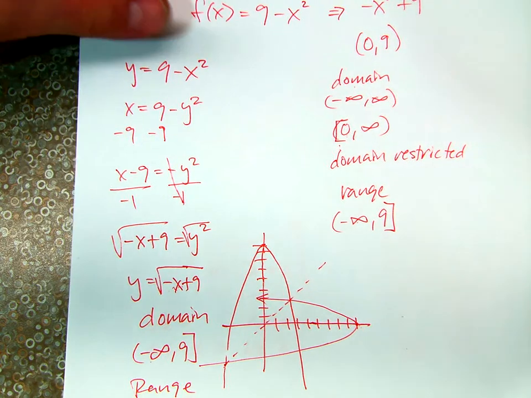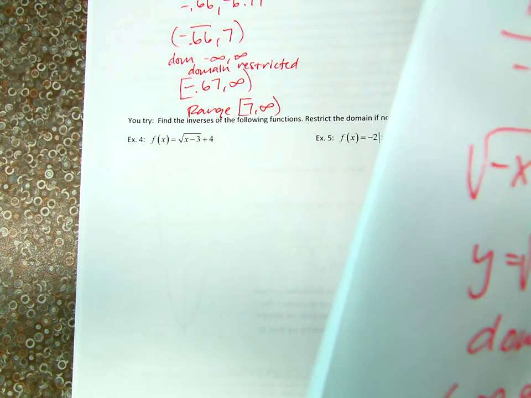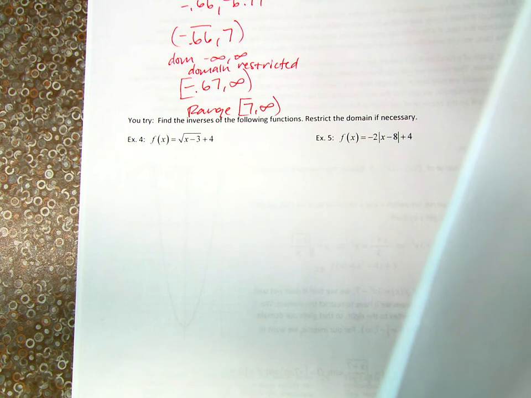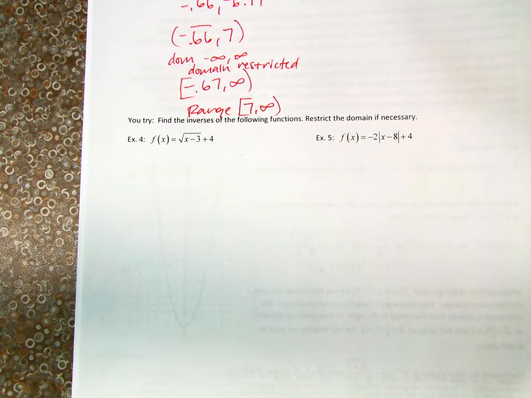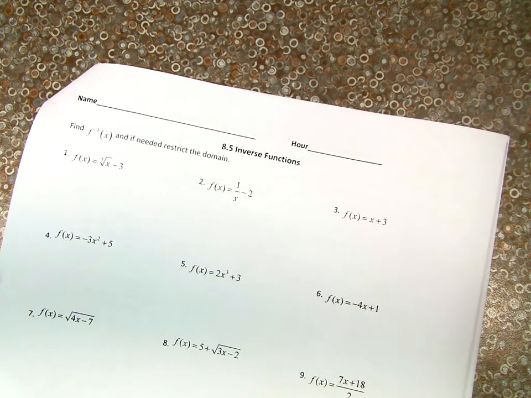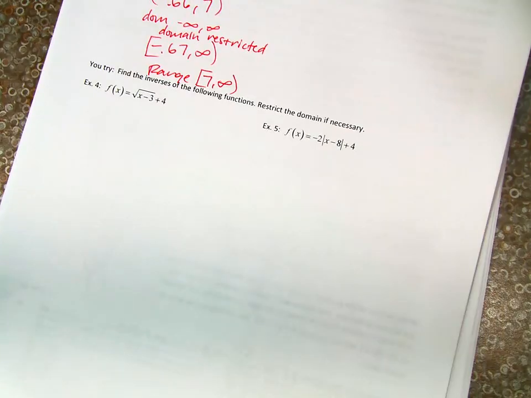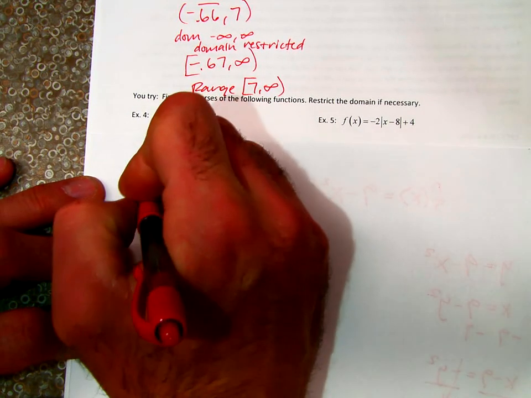I hope that's making sense to you guys. I get that it's a lot and it's confusing. I'm going to avoid number 5 absolute value function again, because I think that will be confusing, and there's none like that on your homework, so we don't have to worry about it. So f of x, number 4.